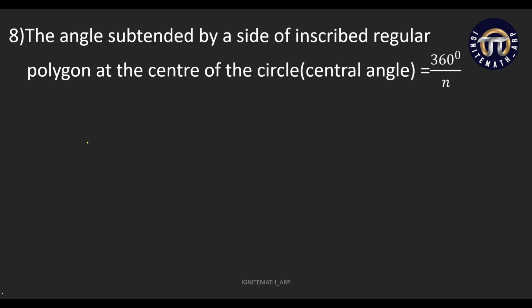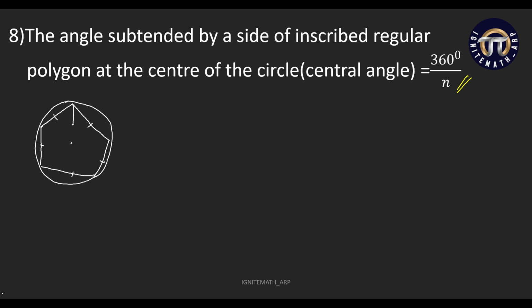Next one is, look at this, the angle subtended by a side of an inscribed regular polygon at the center of the circle is given by the formula 360 by n. What is the meaning of this? Okay, now pay attention, children. So here I have a circle. Whenever a regular polygon is inscribed, you know what you mean by regular polygon. Suppose I am inscribing a regular pentagon, how do I get to know it's a regular pentagon? All sides are equal to each other.